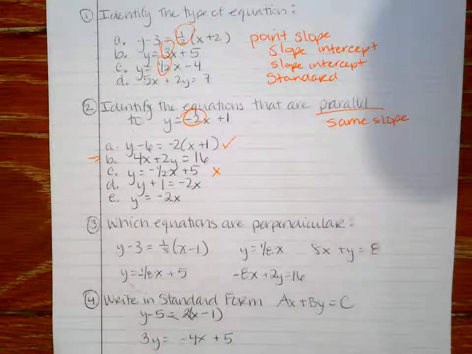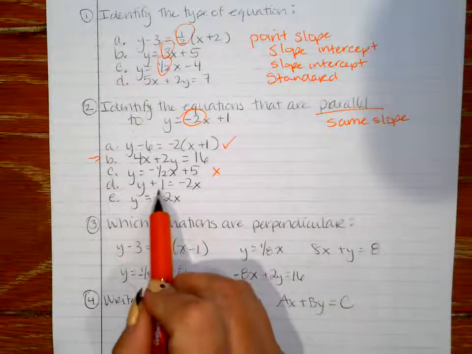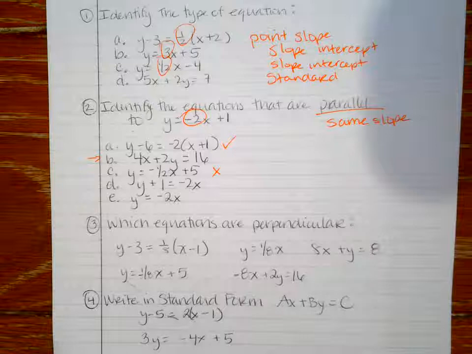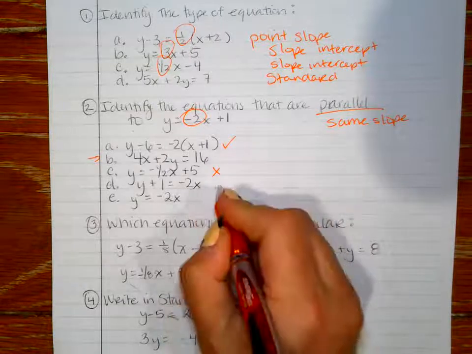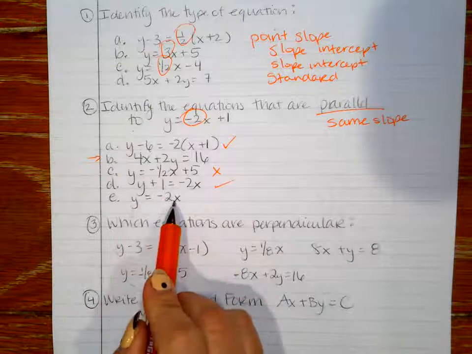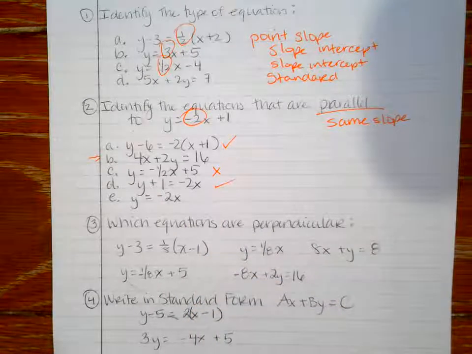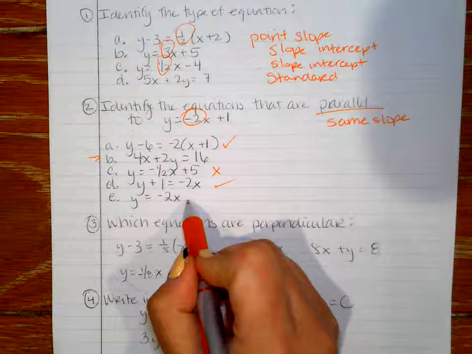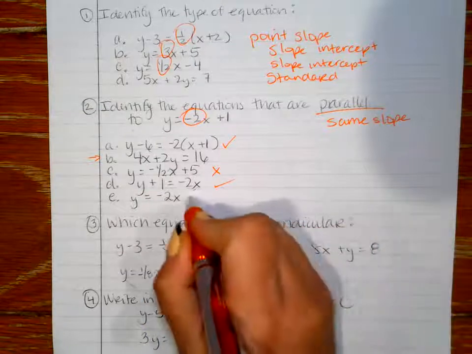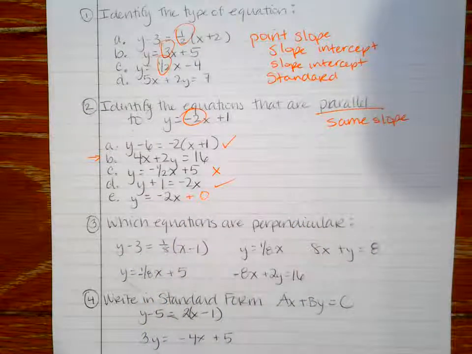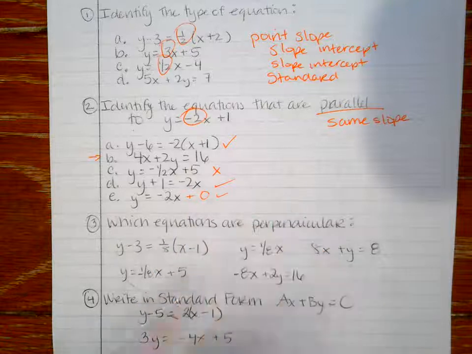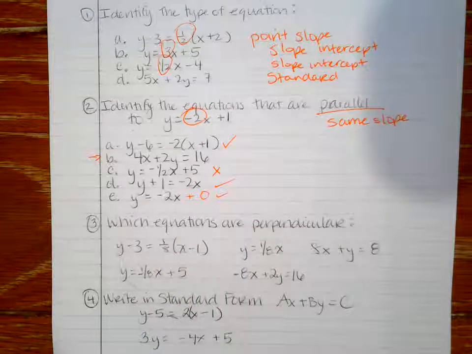This one is almost in y equals mx plus b form, but we don't really care about that because that's the y-intercept. So this guy is good to go. And this one right here, I had a lot of questions on equations that look like this in my class. This equation is in slope-intercept form. It just means that the y-intercept is 0. So this guy right here has a -2 slope as well.